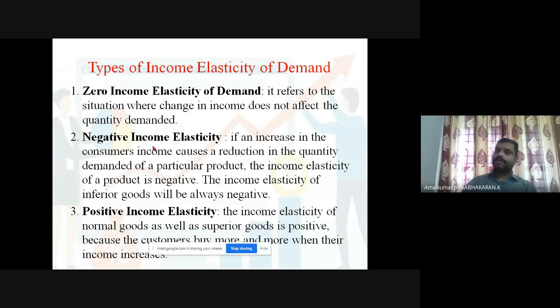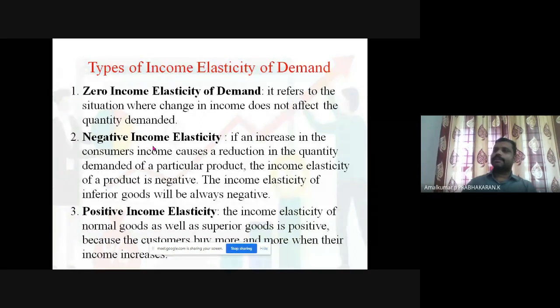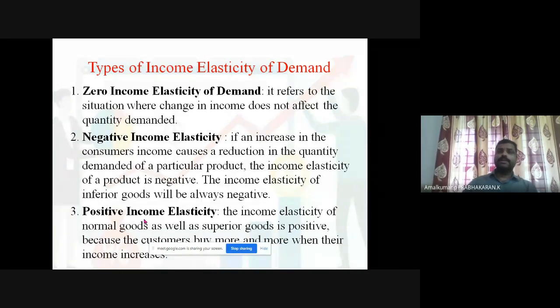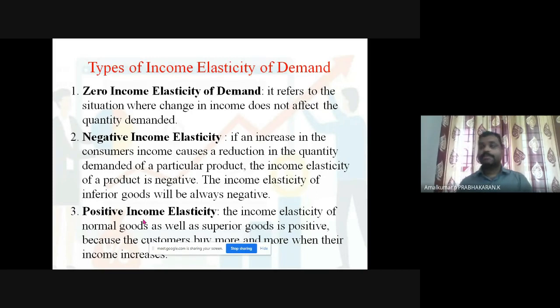A particular consumer's income is increasing, so he shifts his consumption from inferior goods to superior goods. This reduces the demand for the inferior goods and gives a negative income elasticity for that product. In the same way, the opposite creates a positive income elasticity of demand. This happens in the case of superior goods. When income improves, consumers shift their consumption pattern from inferior goods to superior goods. This raises the demand for superior goods very highly and creates a positive income elasticity of demand.